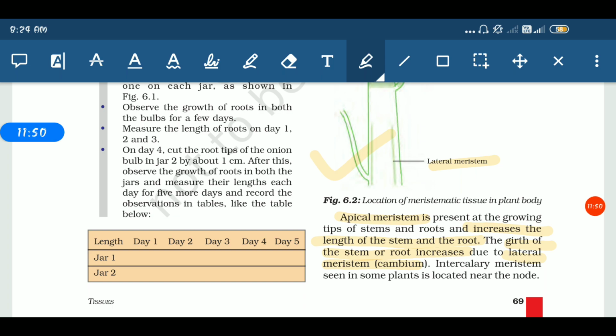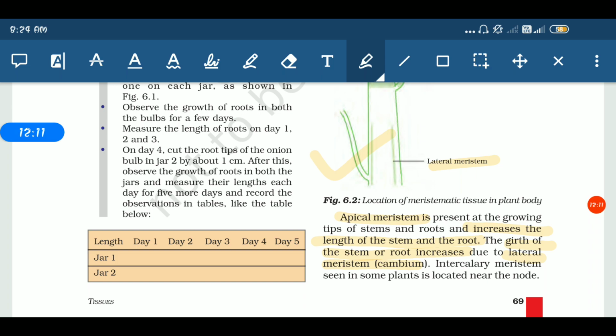Students, this type of tissue, the lateral meristematic tissue, is also responsible for the growth in thickness. It increases the girth, it increases the width, it increases the thickness. Okay, by the addition of the secondary tissue, and the process of the addition of the secondary tissue we commonly refer to as secondary growth.